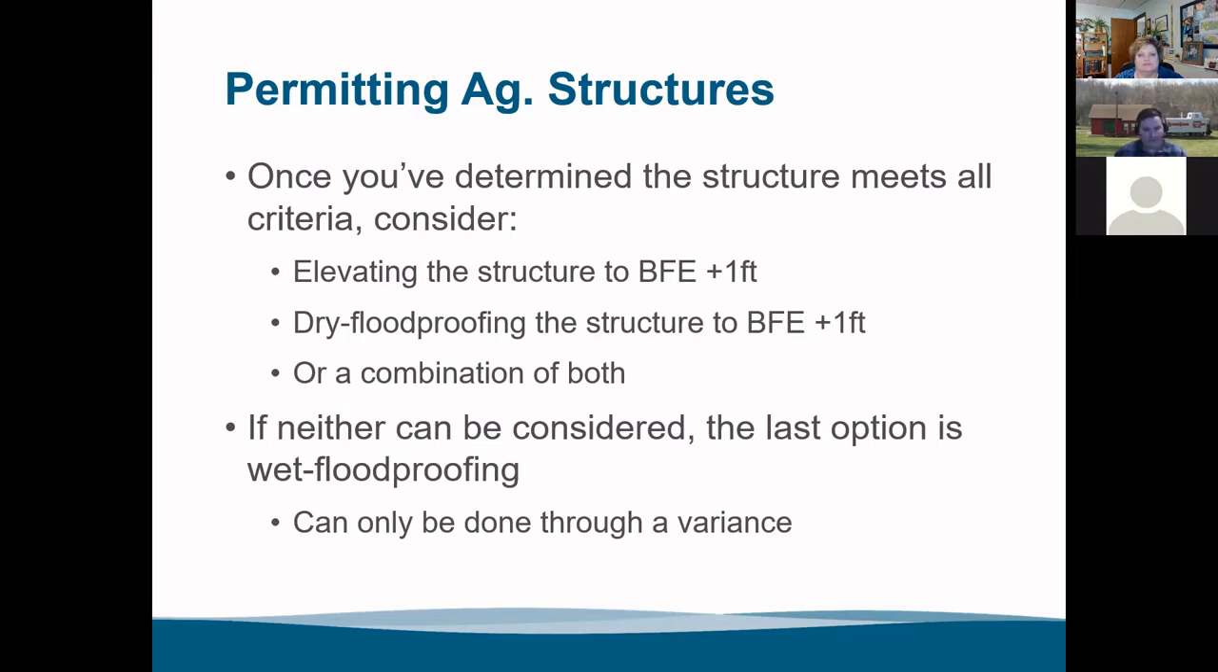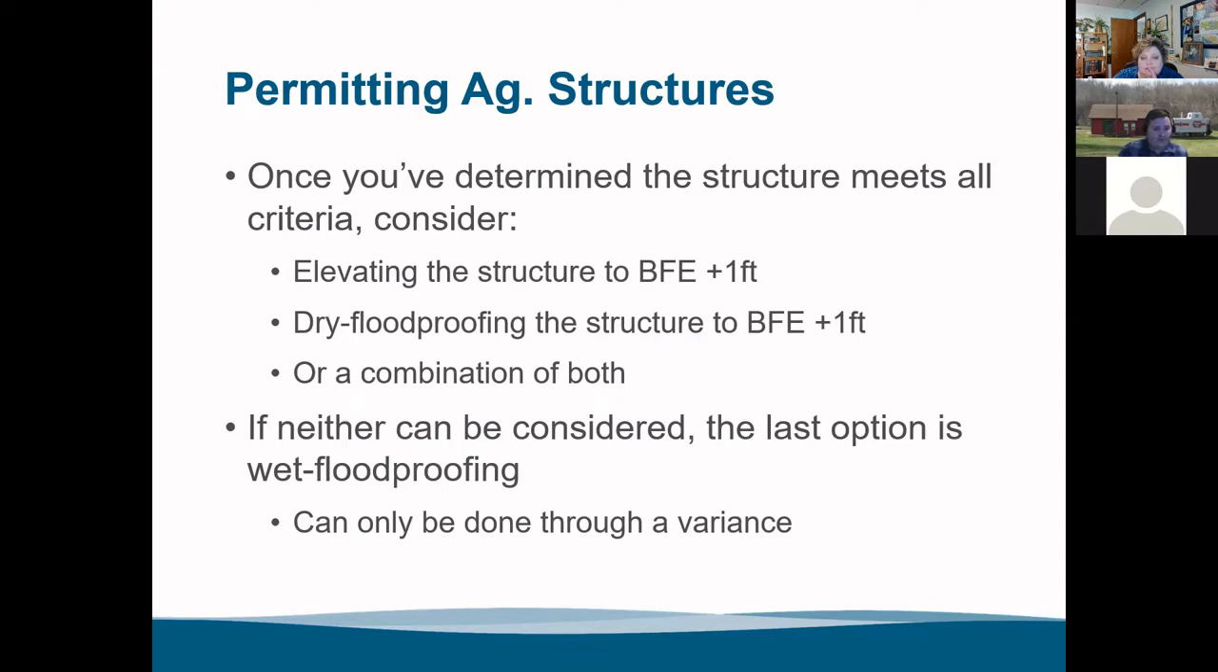Using a combination of both might consist of just elevating a couple of feet and then flood proofing the rest of the way to not allow water in. If neither of those things can be considered, and this is going to cause an exceptional hardship on the applicant, wet flood proofing can be allowed for agricultural structures as long as you're doing it through the variance process. Now, this variance process, and we'll talk about it later on, but these variances and the processes that go with them are contained in your floodplain ordinance. So if you're curious about what that process looks like, you can take a look at your ordinance, and that whole process is located there.